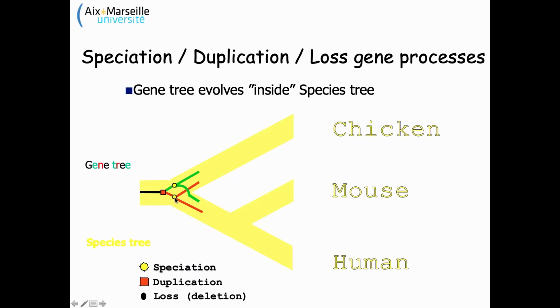The same process happened with the red. I have one copy which goes in the chicken and another one in the ancestor of mouse and human. And then we follow what happened during the evolution. If I follow the red copy, as you can see here, in the chicken, during these branches, the red copy was lost. And then the red copy here was lost in mouse.